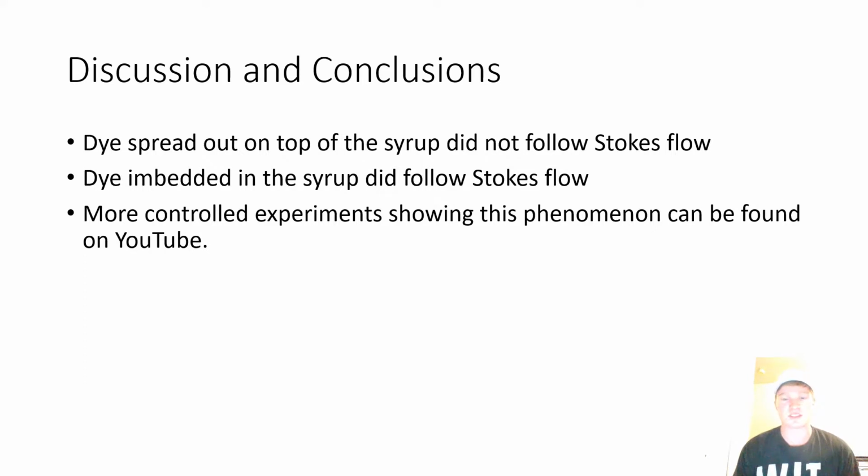So you can see in that video that some of the dye kind of stayed on the top of the syrup, and then some of it actually was embedded in the syrup. And the dye that was on the top didn't exactly follow Stokes flow. Once I moved it, it didn't really move back. But the dye that was embedded in the syrup, you can see it did a very good job. It was twisted and in torsion, and then when I twisted it back, it moved right back to its original position.